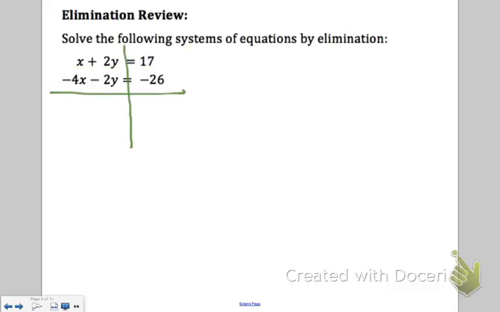When we're using elimination, we're checking to see that one of our variables will cancel out when we add the two equations together. So the coefficients on one of the variables must be additive inverses. So we're looking for the same number with the opposite sign. And we see that we have that with positive 2 and negative 2.